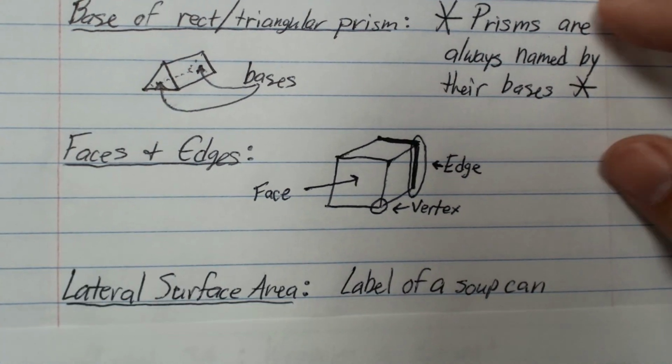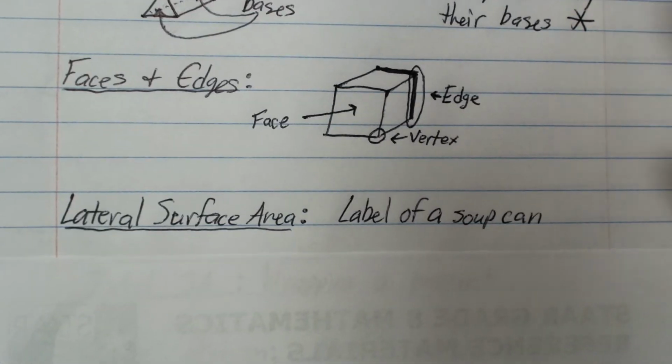Okay, then we get to the kind of meat and potatoes of it. Surface area and volume are what we're going to be talking about for the next few weeks. Surface area has two types. There's lateral surface area and there's total surface area. So the lateral surface area is like the label on a soup can. It's just around the outside. It doesn't include the tops and the bottoms.